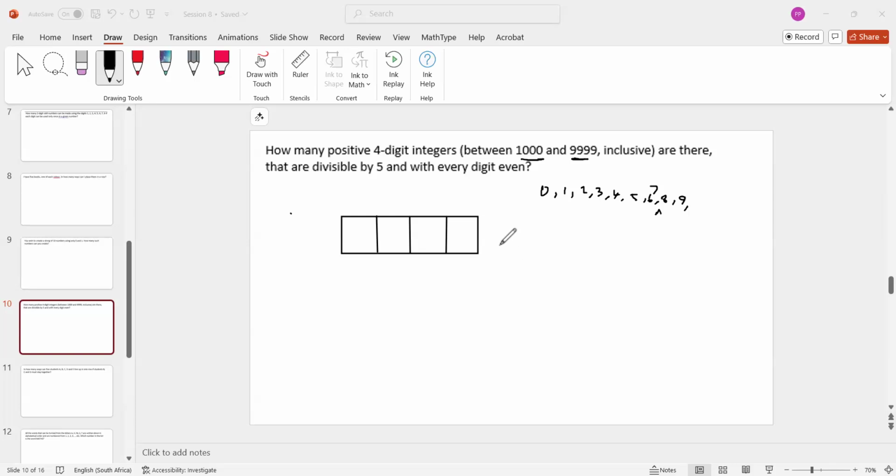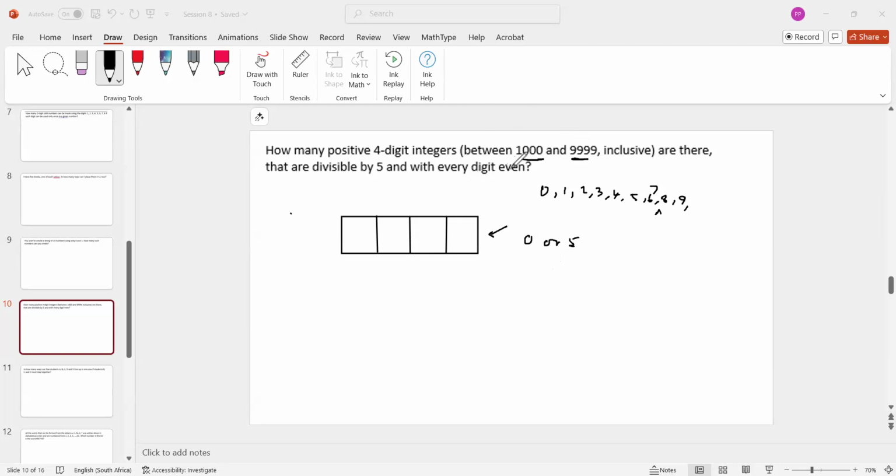If it's divisible by 5, the last number can be 0 or 5. Right? The numbers which are divisible by 5, the same as saying the numbers which are multiples of 5, can only end in 0 or 5. When you learned your 5 times table when you were little, 5, 10, 15, 20, 25, 30, 35, 40, 45, 50. So it's very easy to know the 5 times table because the end digit is 5 or 0.